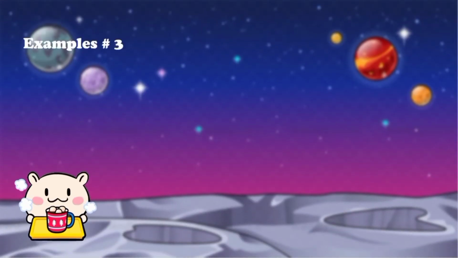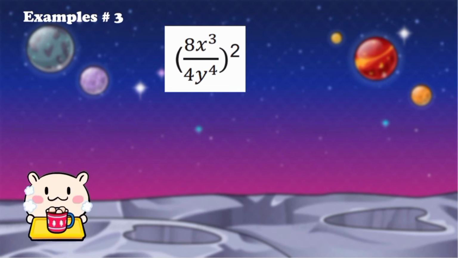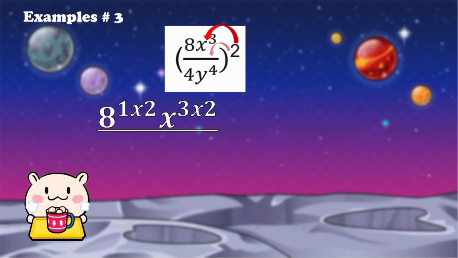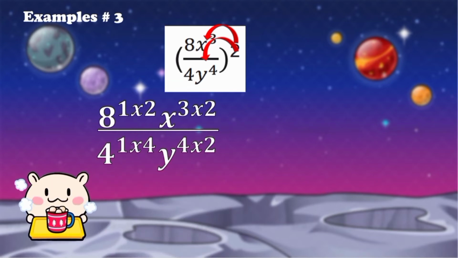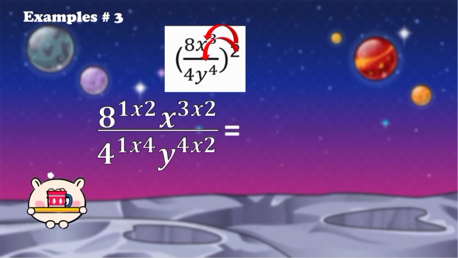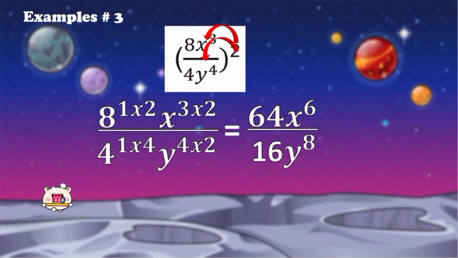Example number 3. Now we have 8x cubed over 4y to the 4th raised to the 2nd power. Again, let's distribute the exponent 2. This will become 8 to the 1st power times 2, x to the 3rd power times 2. Distribute again the exponent. The denominator will become 4 to the 1st power times 2 and y to the 4th power times 2. This will become 64 x to the 6th power over 16 y to the 8th power.